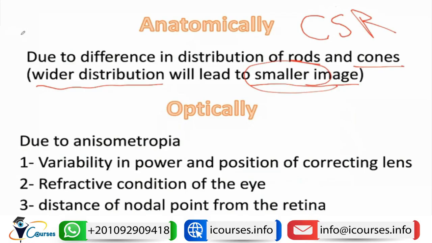And why does this occur? This is because when the retina is separated by the presence of fluid, like here, this fluid will intervene between the photoreceptors. So the photoreceptors will be distributed over a large area.